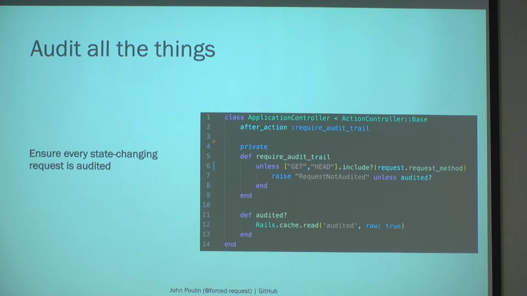And then in that function, we look and see if the HTTP request method was anything other than a GET or a HEAD request. We're then going to look and see if the request was audited. If it wasn't audited, we're going to raise an exception and say, look, there was some state-changing request here that was not audited. This is a problem because there's no accountability for it.